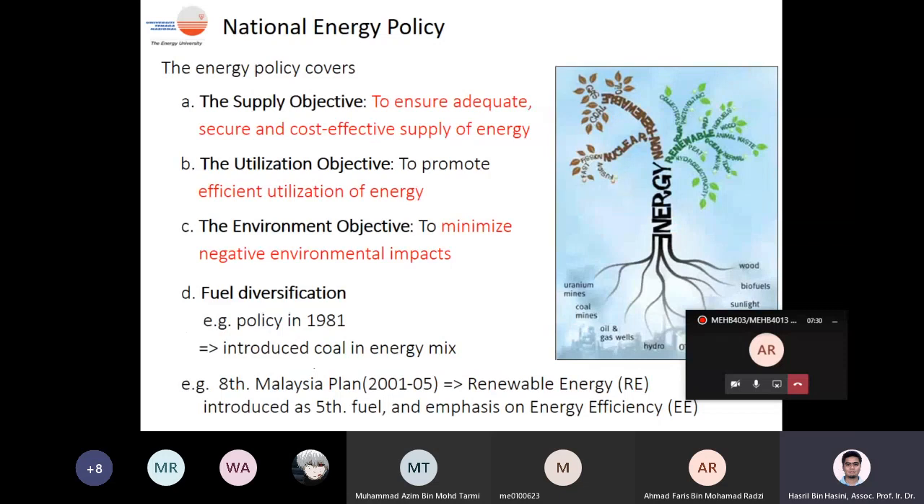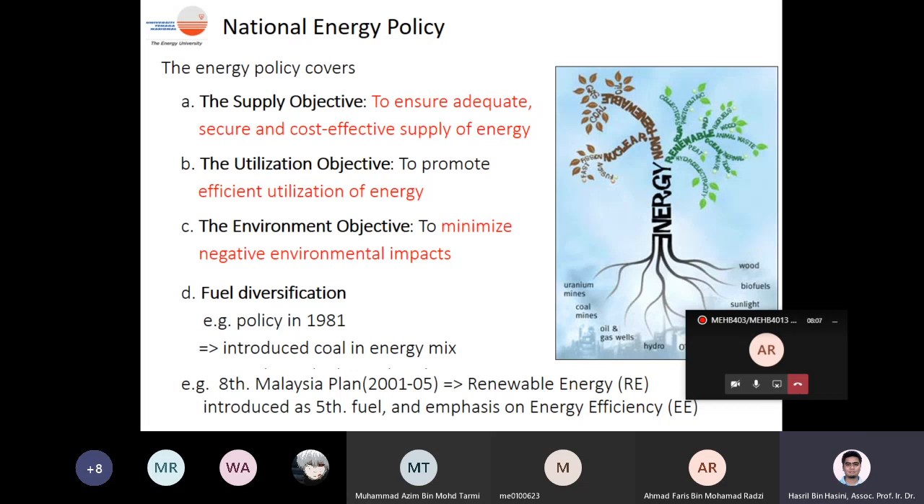Okay, in terms of policy, this is very much related to power generation. We have the national energy policy. This is not restricted to power generation. Anything that relates to energy is governed by this national energy policy. The energy policy covers the supply objective, to ensure adequate, secure, and cost-effective supply of energy. And then the utilization. So first you have the supply, and second you have the utilization.